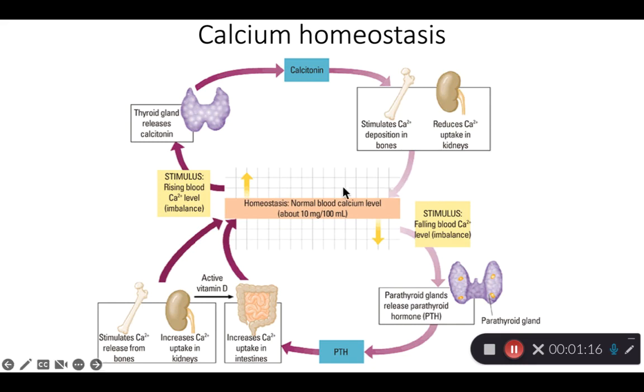You'll notice that there's a range here, or a number they give, about 10 milligrams per 100 milliliters of blood. All right, so that's a normal calcium level. Now, I'm not going to hold you to that number, but we need to know that there's some normal amount of calcium. This figure, you go one of two ways. You either start on this side, okay, and here's the stimulus being raising blood calcium levels. So for some reason, you have too much calcium in your bloodstream.